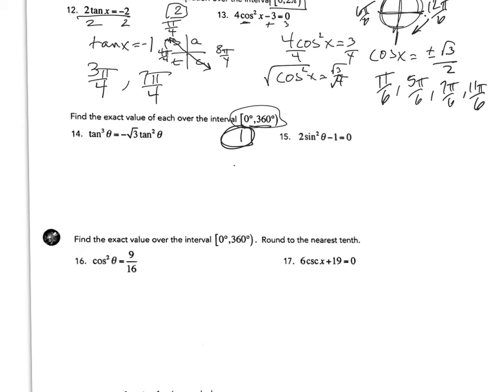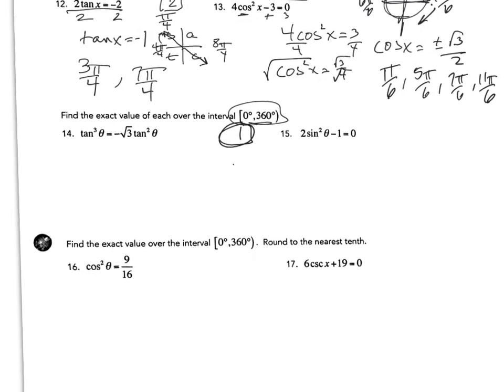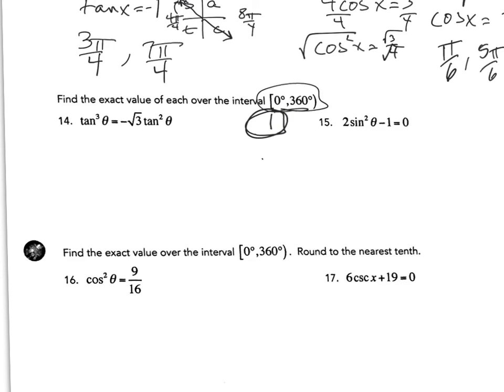Cubed and squared. So we can't take the square root. We're probably going to have to factor this. So in order to factor it, just make this a little bigger. In order to factor this, we're going to have to get it set equal to 0. So the tangent cubed theta plus radical 3 tangent squared theta, I'm just adding that to the other side, equals 0. It's not 3 terms, so there's no 2 sets of parentheses.